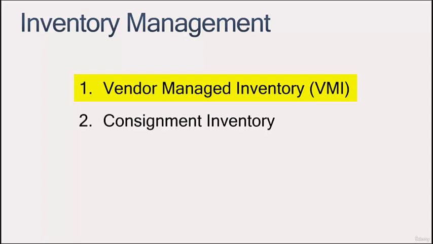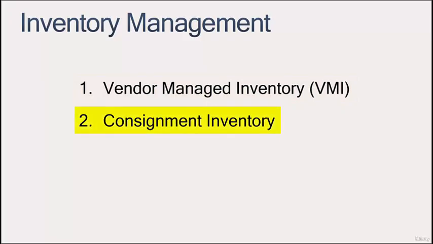The vendor is given access to the buyer's forecast and demand data. The buyer is basically handing over the whole planning, ordering, and management of the product to the vendor, and this is the main difference when comparing VMI to a consignment arrangement.